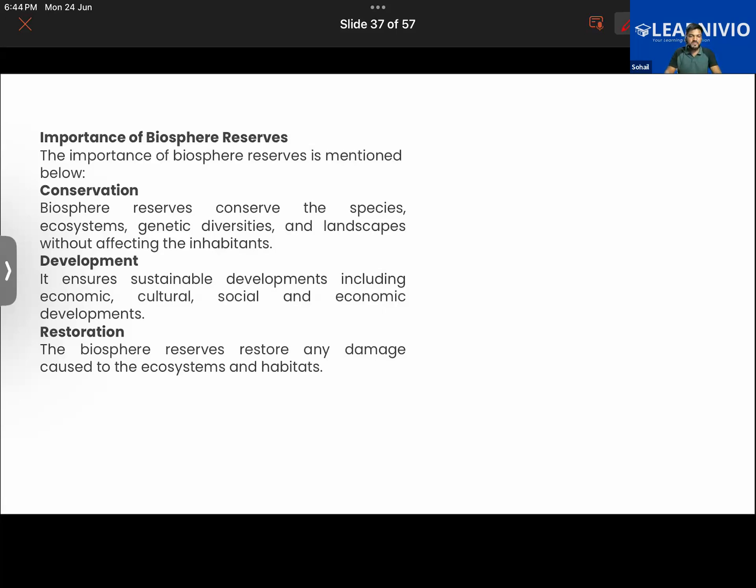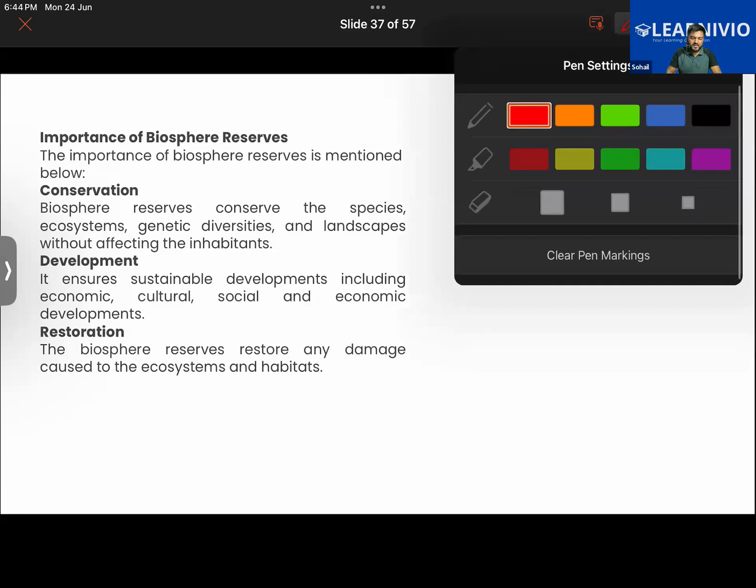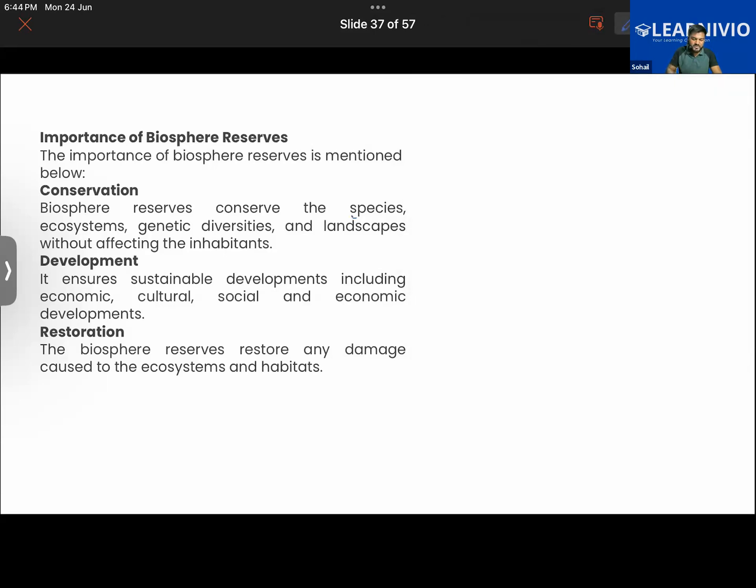The importance of biosphere reserves is mentioned in the following manner. It helps to conserve. The biosphere reserves conserve different species of plants and different species of animals. They conserve the ecosystem, the genetic diversities and landscapes without affecting the inhabitants of that area. In a biosphere reserve, you will find animals and plants of different species, and different types of ecosystems: there would be land ecosystem, there would be water ecosystem. Furthermore, genetic diversity is also seen.